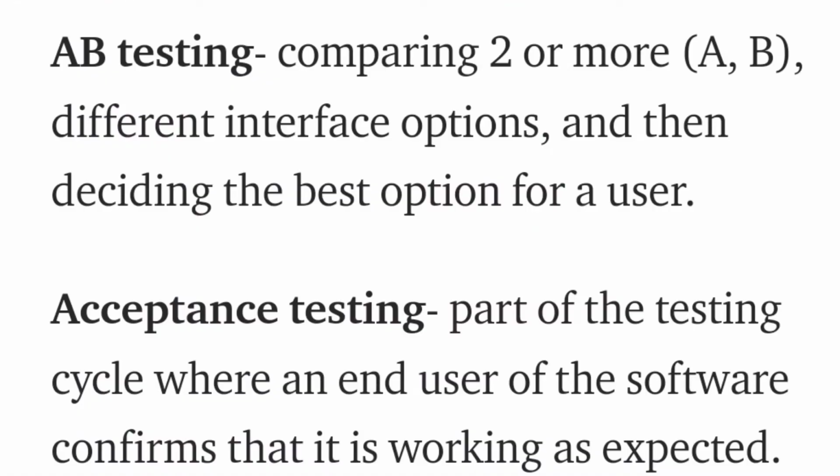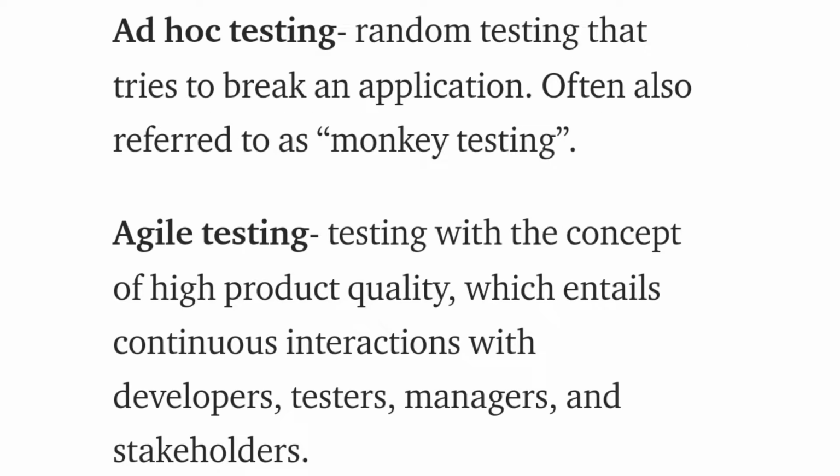A/B testing. Comparing two or more, A and B, different interface options, and then deciding the best option for a user. Acceptance testing. Part of the testing cycle where an end user of the software confirms that it's working as expected. Ad hoc testing, also called monkey testing, is random testing that tries to break an application. Agile testing. Testing with the concept of high product quality, which entails continuous interactions with developers, testers, managers, and stakeholders.